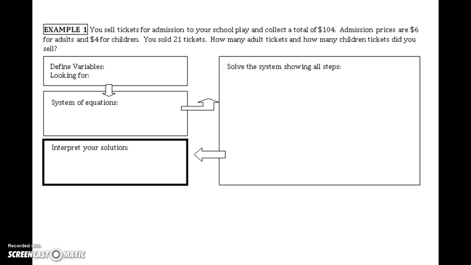Okay, so first thing I want to do is I kind of want to just mark up my word problem and annotate. So I see that I have a total of 104 altogether. And I'm selling two types of tickets. I have adult tickets, which are $6, and children tickets for $4. I know that all together I sold 21 tickets. Okay. And I'm trying to figure out how many adult tickets and how many children tickets I sold in total.